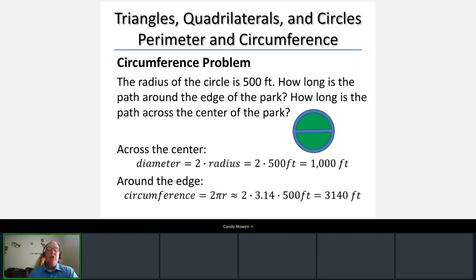So the radius of the circle is 500 feet. Okay, across the center. Diameter is 2 times the radius. The radius is half the diameter. So 2 times 500, 1,000 feet. Around the edge, it's 2 pi r. 2 times 3.14 times 500 equals 3,140 feet.